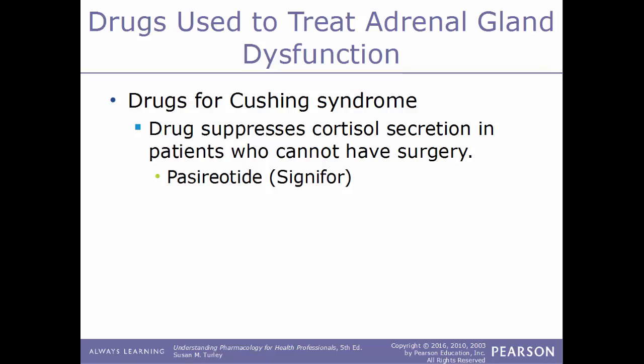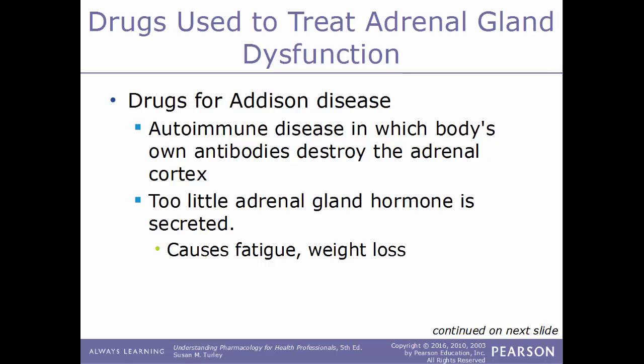An example of this kind of drug would be mitotane, also known by the name Lysodren. Another condition of the adrenal glands is Addison's disease. This is an autoimmune condition in which the body's own antibodies will destroy the adrenal cortex. You also will have too little adrenal gland hormone being secreted. This will lead to chronic fatigue and weight loss.